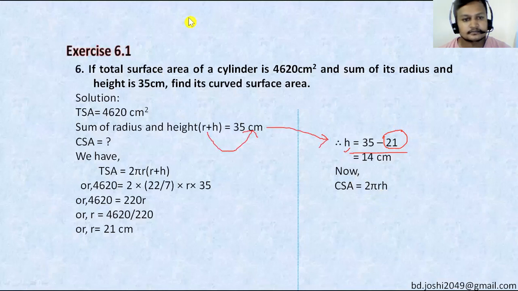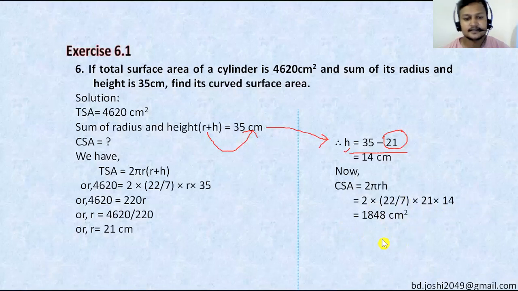Put values here and simplify it. 2 into 22 into 21 into 14 divided by 7. I calculated it directly. Do the calculations yourself here. Yes, sir, it is right. Let's move to the next question.